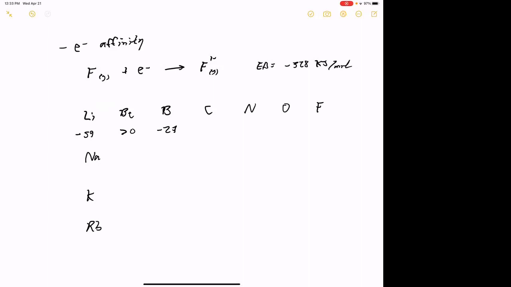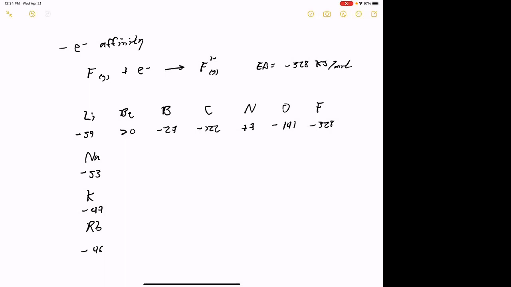Carbon's going to be minus 122. Nitrogen is actually going to be plus 7. Oxygen's minus 141. And fluorine's minus 328. Going downwards, sodium is a minus 53. Potassium is a minus 47. And rubidium will be minus 46. Make sure I got the right ones there. Yeah, we're good. All right, so what's happened?